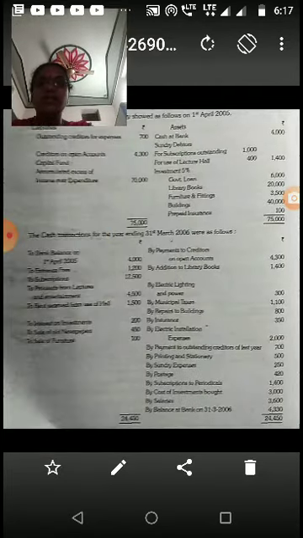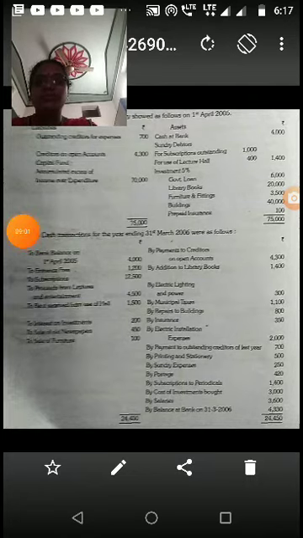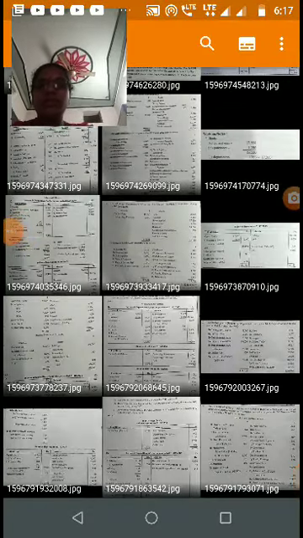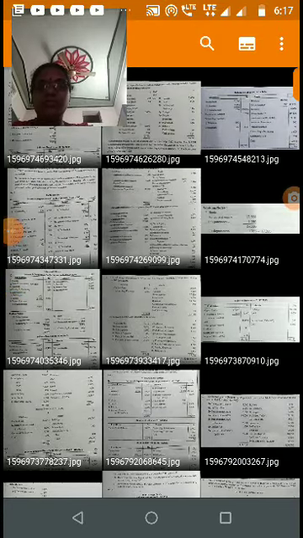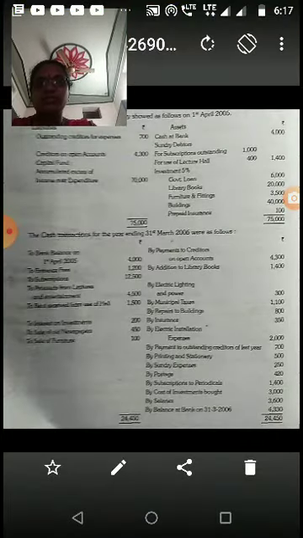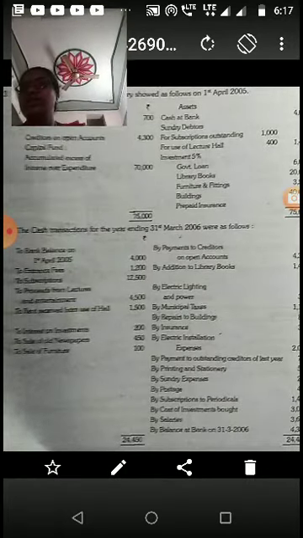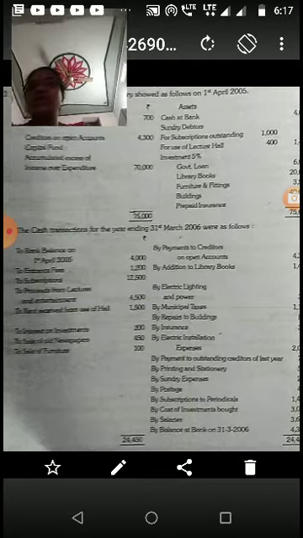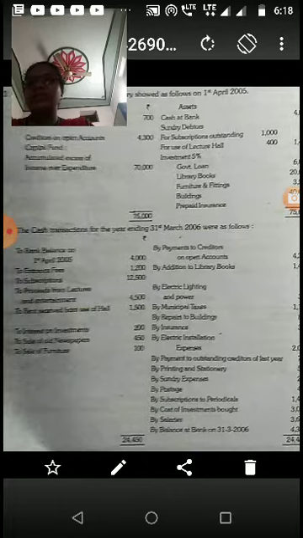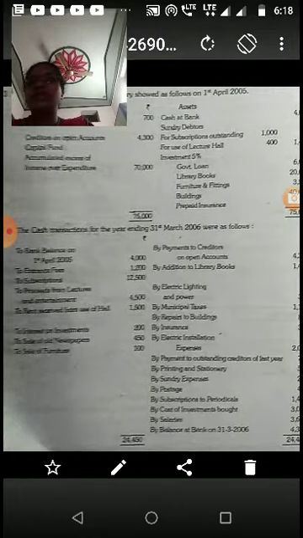Now let us discuss another problem. The balance sheet of the public library showed as follows. First April 2005. Here first, outstanding creditors for expenses 700. Now creditors on open accounts 4,300, capital fund accumulated expenditure, that is 70,000.